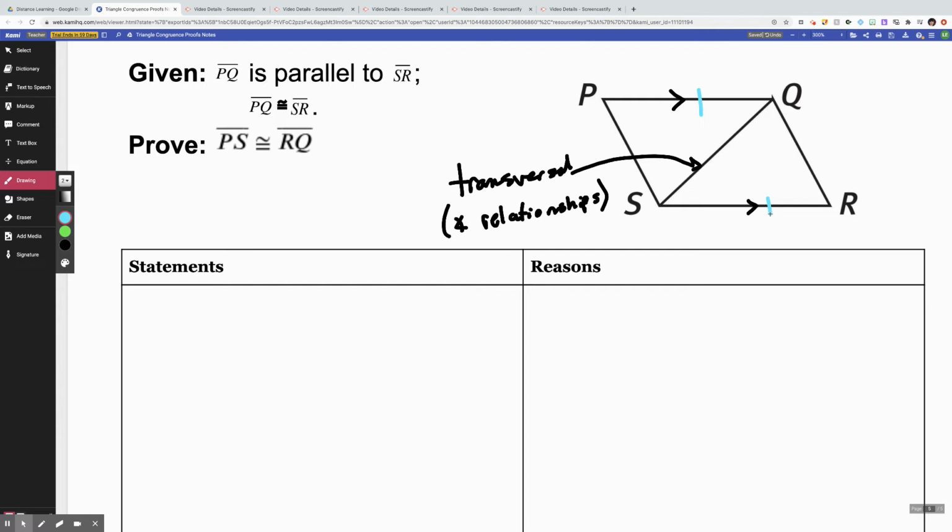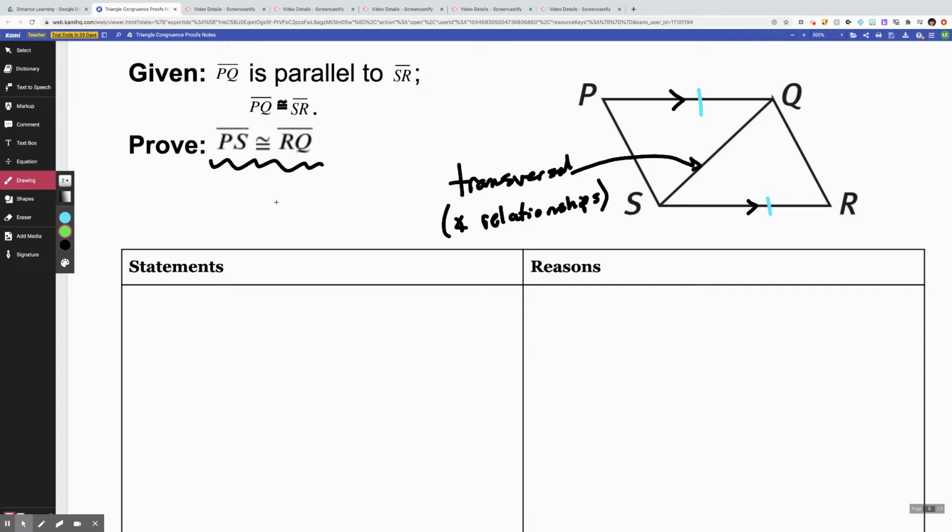So right now in my diagram, I only have one set of corresponding congruent sides. My end goal is to prove not that the triangles are congruent, but that a set of corresponding sides in those triangles are congruent. So that means we have to show that the triangles are congruent first. Then we can say that all of their individual sets of corresponding sides are congruent.